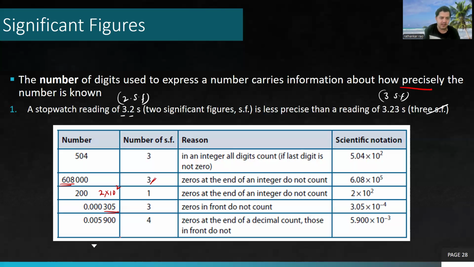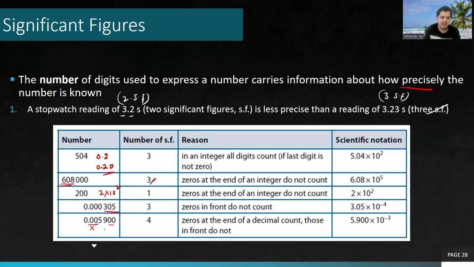If I consider here now 0.005900, these two zeros do not carry any meaning, but these two after this will really carry a value. I'll tell you an example. If you take 0.2 and 0.20, which one is more precise? This one is more precise, because you go until the second decimal point, so you get more precision.